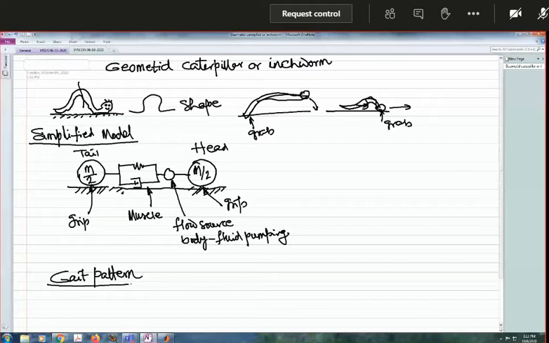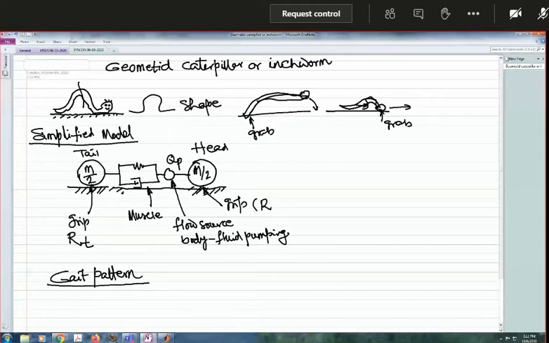Let this flow source be QP. Let this grip be represented by R tail. Let this be represented by R head, resistance at head, resistance at tail. I have simply modeled this as resistance. It could be modeled in detail. So we have simplified it and modeled it as resistance. So what kind of gait pattern we will have?